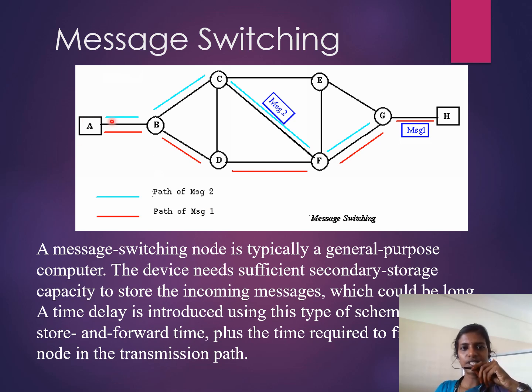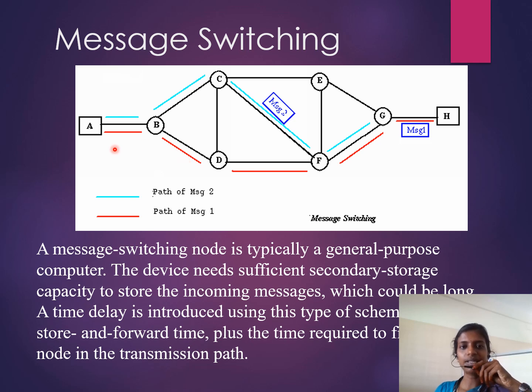I'll show it with an example here. Here I'm going to send the message from A to H. One message is going to take a path in blue color, the other message is going to take a path in red color. This message one is taking this route. This message will be divided into some 3 to 4 pieces, depending on the message size, and it will be sent in this way. From A to B, each piece will be sent to B. If the message is divided into 4 pieces, only once all 4 pieces are received in B will it forward the pieces to the D node. So this is message switching.